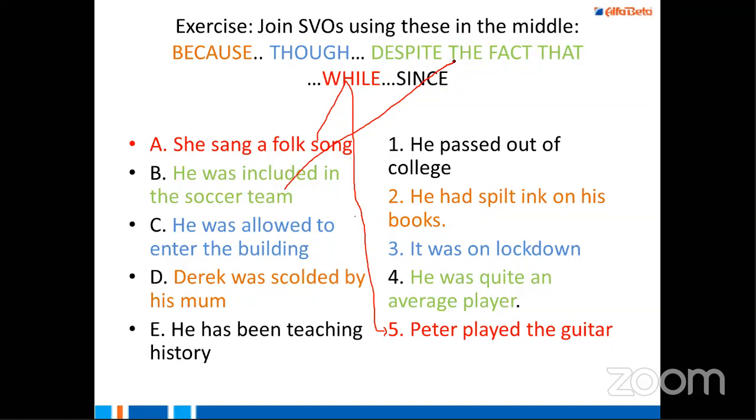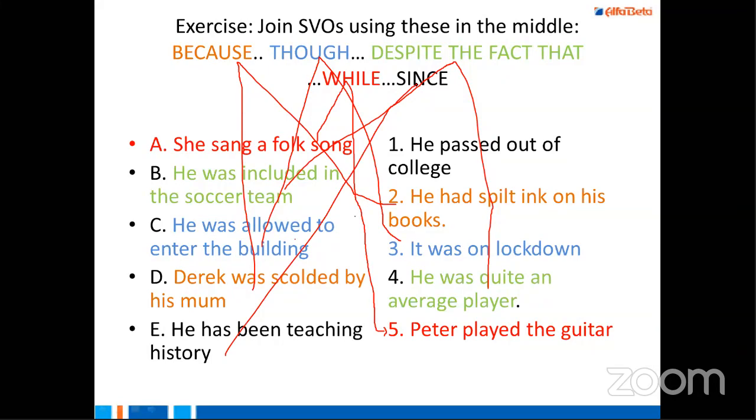He was included in the soccer team despite the fact that he was quite an average player. He was allowed to enter the building, though it was on lockdown. Derek was scolded by his mum because he had spilt ink on all his books. He has been teaching history since he passed out of college.